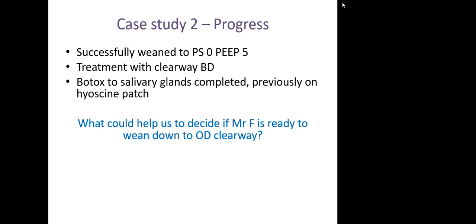So what we want to do, a bit like how we were titrating up the Clearway, is now think about what the volume of secretions is like for Mr. F. What now is his ability to cough like? We know he's had his Botox into his salivary glands. Possibly his oral secretions are better managed. Is he managing with his cuff down and a PMV on? Actually, is he managing to cough a little bit better himself now? Can he clear into his mouth?